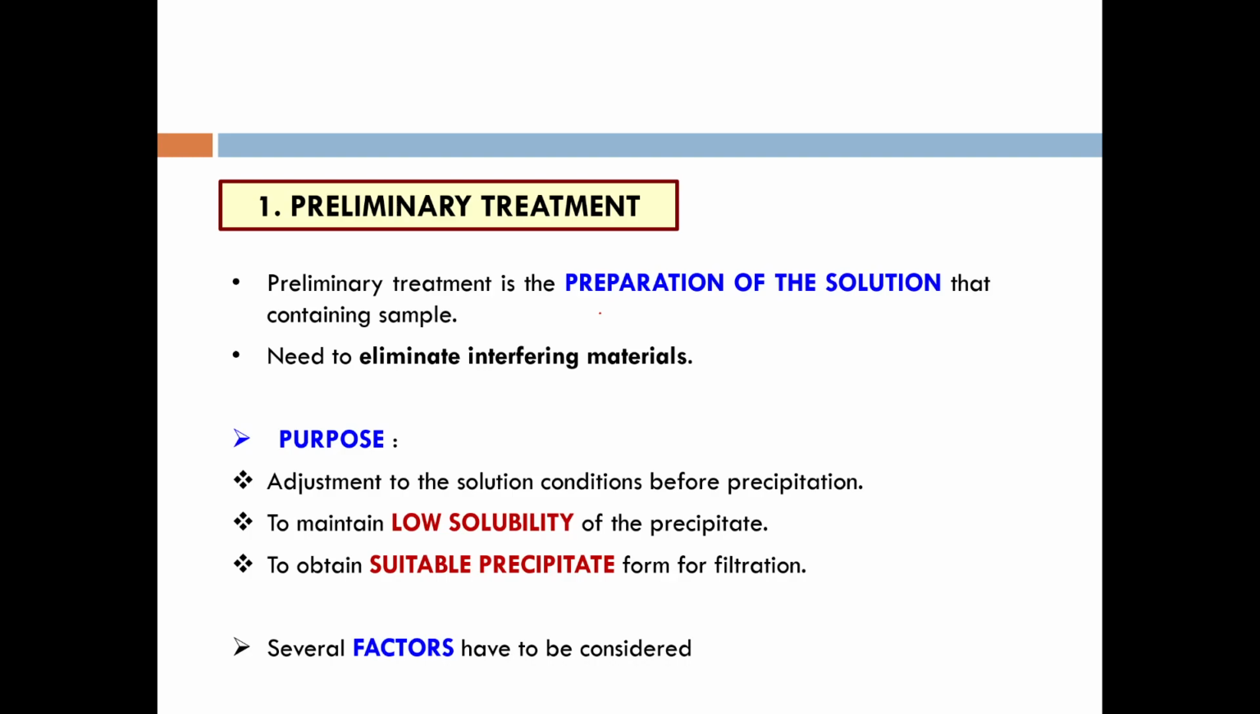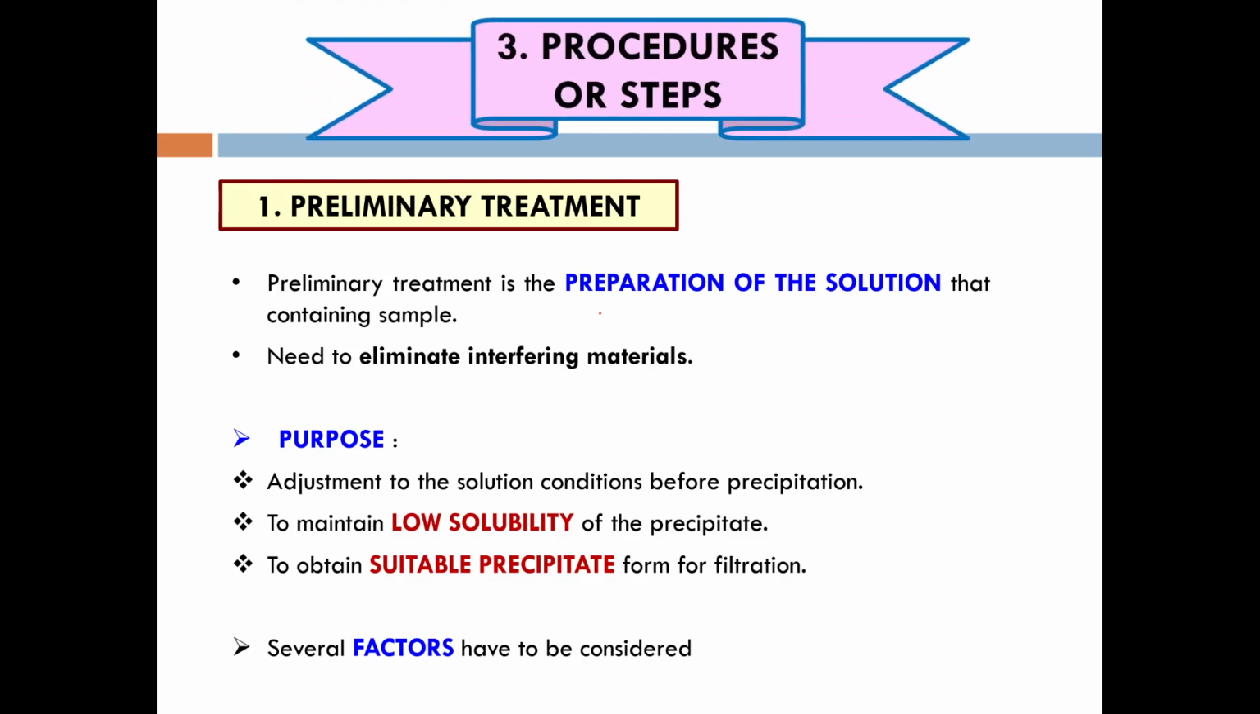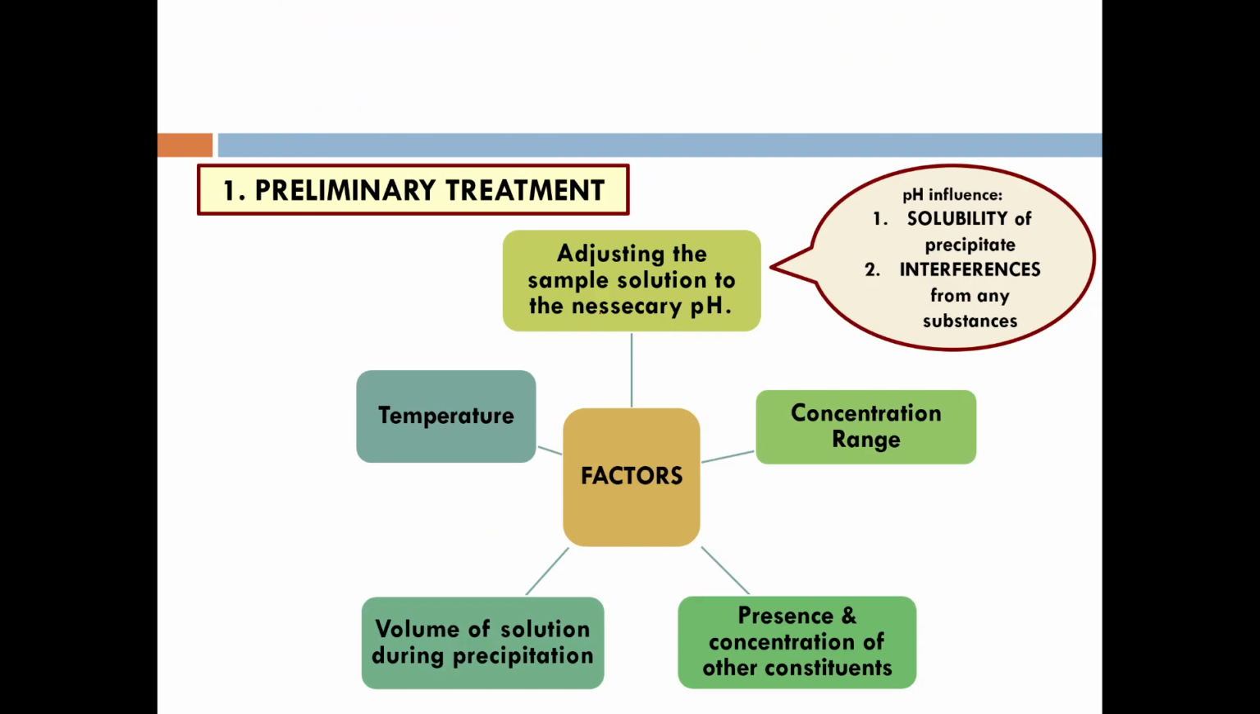There are several factors to be considered in gravimetric analysis. What are the factors to be considered in the preliminary treatment? We need to adjust the temperature. We need to adjust the sample solution to the necessary pH. Why? Sometimes the pH will influence the solubility of the precipitate. I will explain why in the next slide. Sometimes pH also influences the interference from any substance. Other factors are the concentration range and the presence and concentration of other constituents, and the last one is the volume of solution during precipitation.